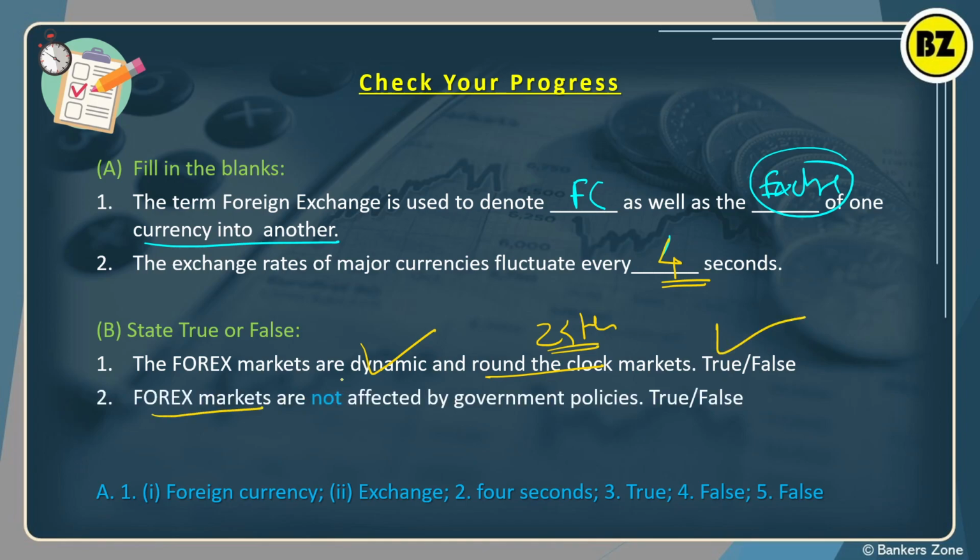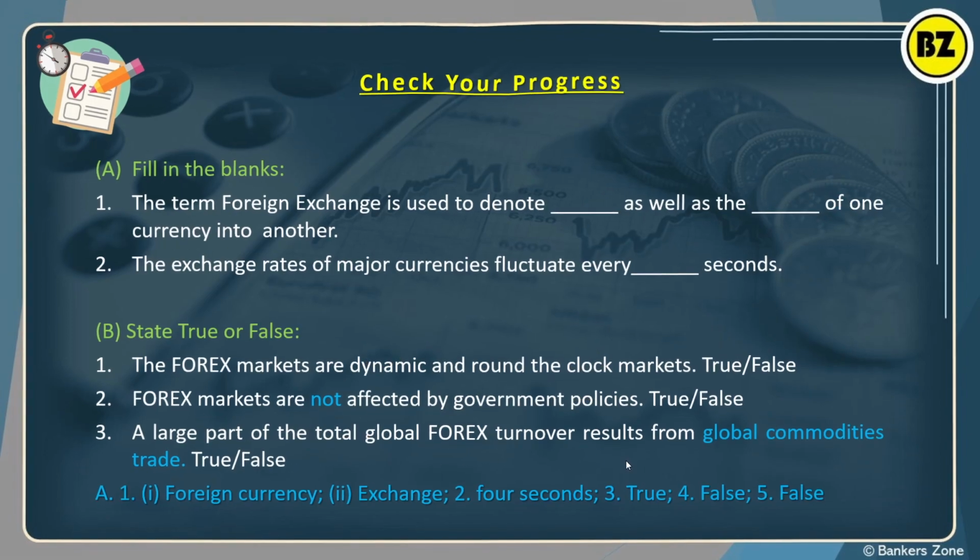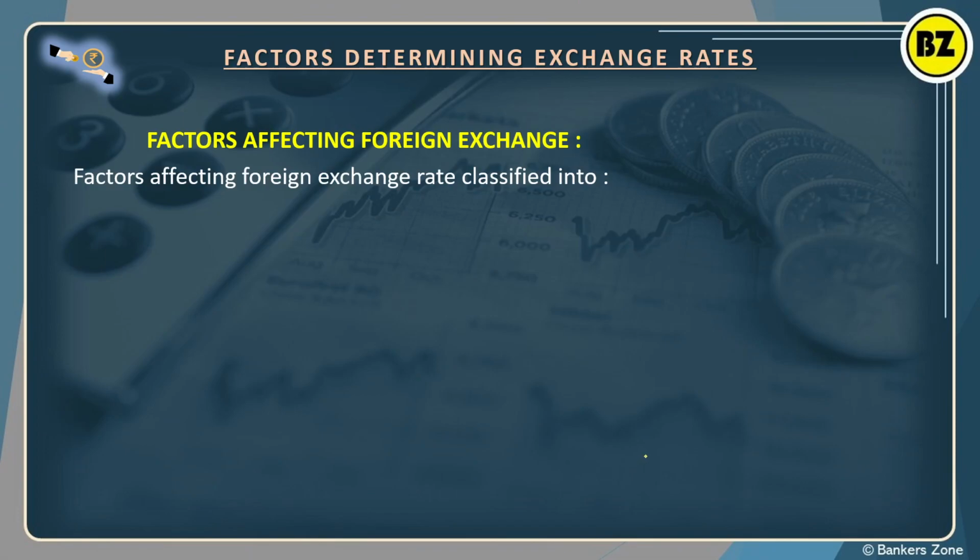Forex markets are not affected by government policy. It is a false statement. It is affected by government policy. A large part of the global forex turnover results from global commodity trade. Whether it is commodities like gold or cement, it is not from the global commodity trade, it is from swaps and hedging. So that is also a false statement. In this way we have discussed the first part.